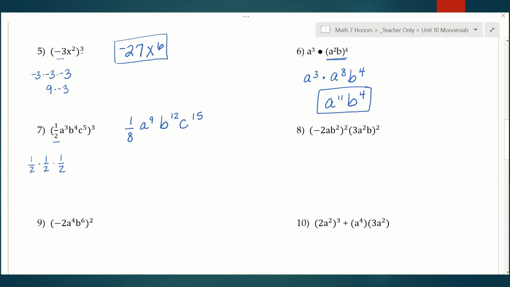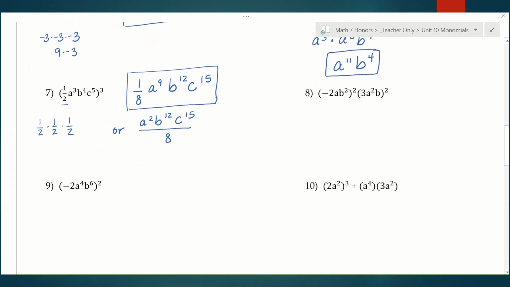Now just so you know, you could leave your answer as that. Or some people prefer, and you might see as we go on into further lessons, some people will write it like that, okay, because really the a to the 9th, b to the 12th, c to the 15th, those are all over 1, like this. So if I were to multiply them all together, those three things would end up on the top, and the 8 would end up on the bottom. So that's just another way that you can write it.